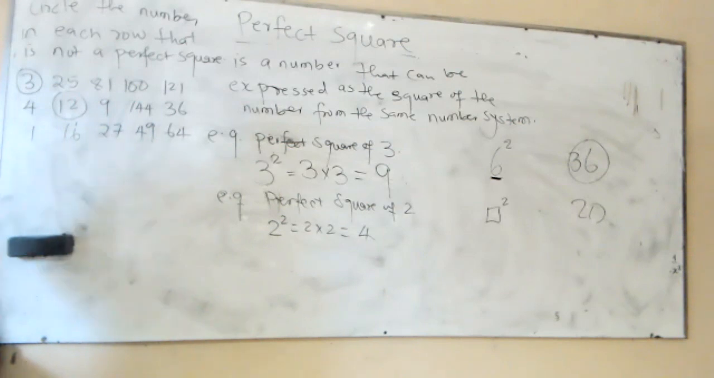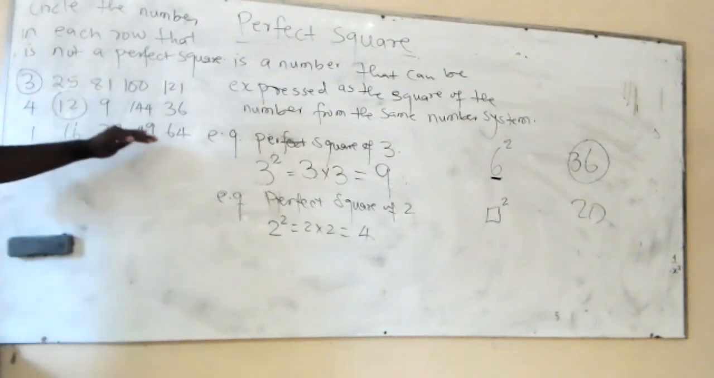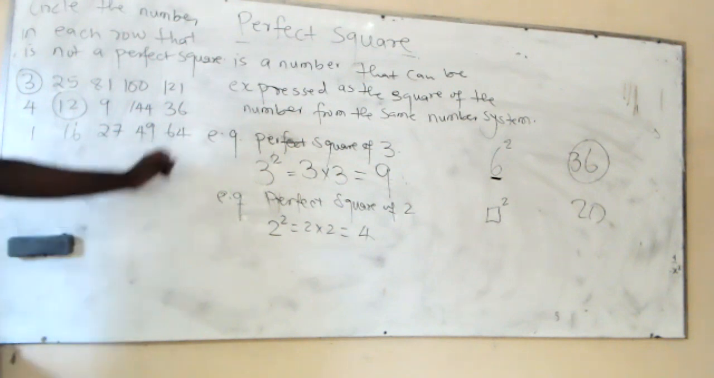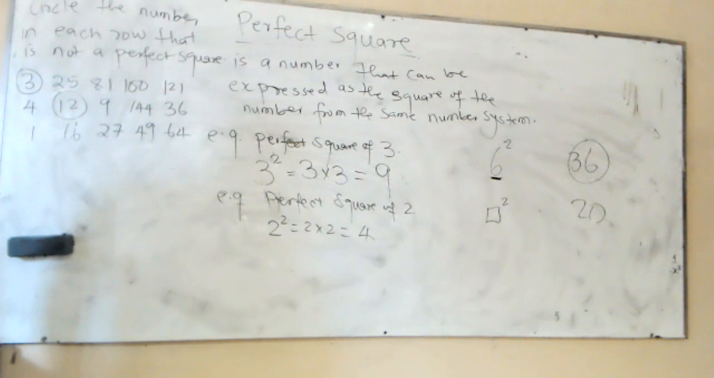So now, 27, is it a perfect square? No, because there's no number which when you square is going to give you 27, right? And 49, is it a perfect square? Yes, because 7 to the power 2 is 49. And then the last one, is it a perfect square? No. Test 8 to the power 2. It is.